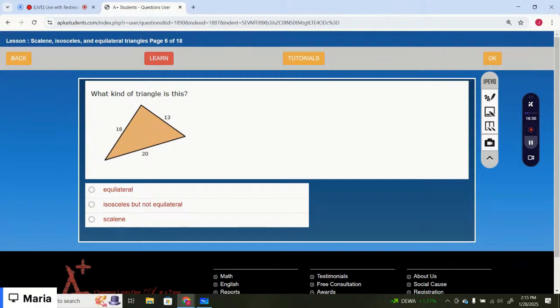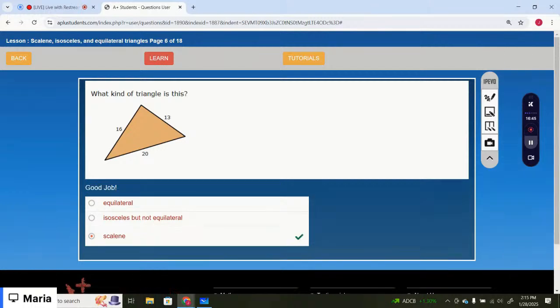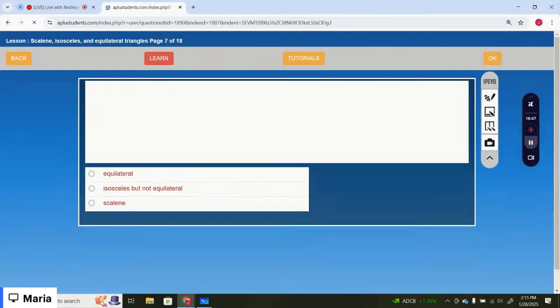What kind of triangle is this? That is the scalene triangle. Option number three is the correct option. All the side lengths are different, so scalene triangle it is.